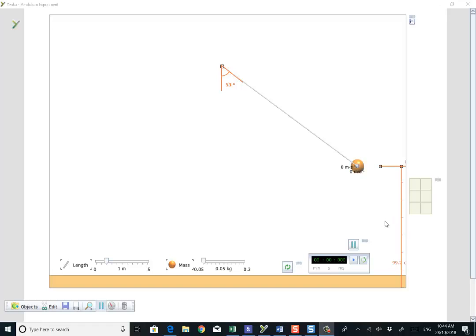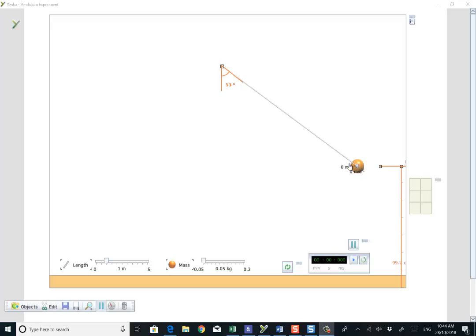Here we have a simple pendulum practical that's been set up. It's been set at 53 degrees, which we wouldn't do normally, because the rotation of the Earth has an effect on the pendulum, and it'll cause it to crash into the object that we're using to hold it up.